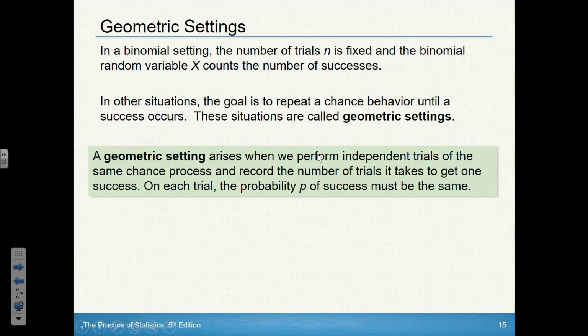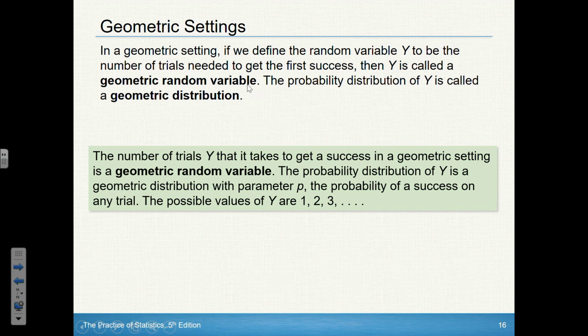And by that we mean that we have to have either a success or a failure. We have to have independent trials. And the probability of success remains the same for each. Now, it says that if in a geometric setting we define the random variable y, again, could be any letter we want there, as the number of trials needed for the first success, then y is called a geometric random variable. And the probability of y is called the geometric distribution.